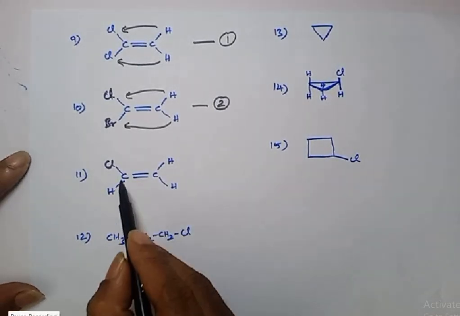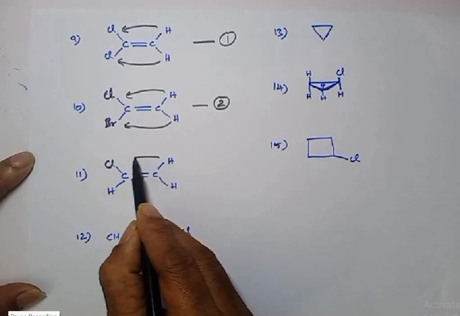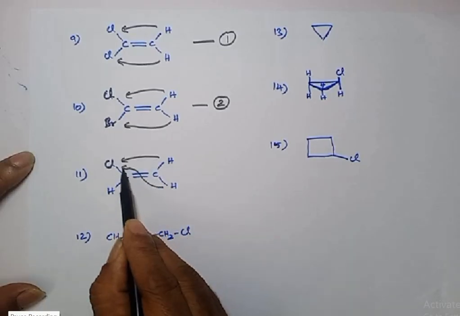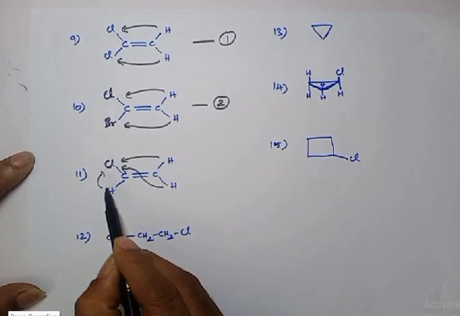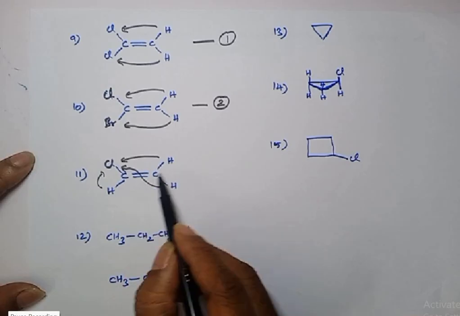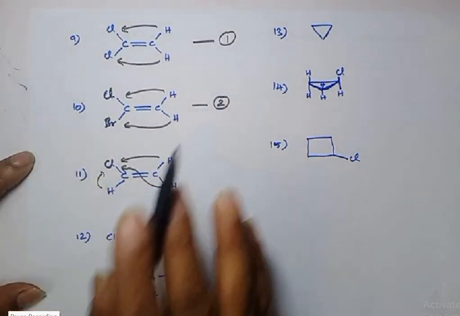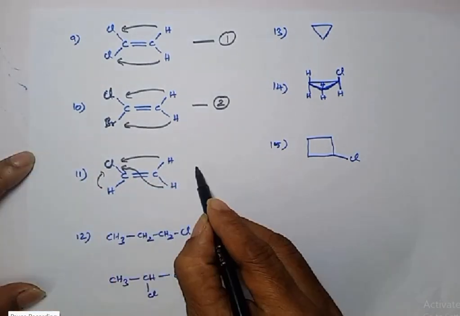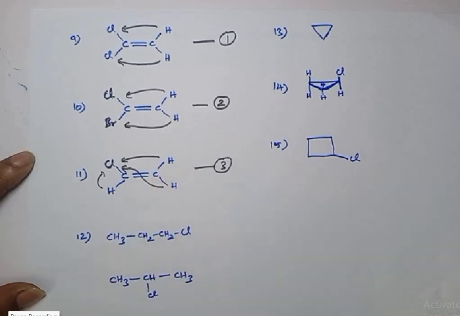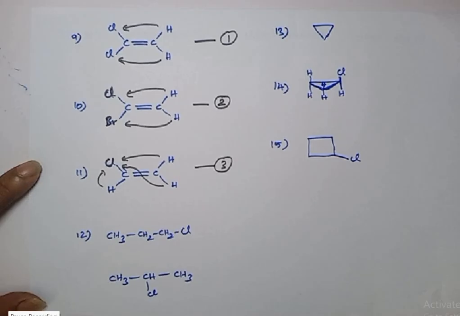In this compound, this hydrogen is cis to this chlorine. This hydrogen is trans to this chlorine. And this hydrogen is actually geminal to the chlorine. All these 3 hydrogens are in different environments. So each hydrogen will give 1 signal. So we get 3 signals for this compound in the proton NMR spectrum.